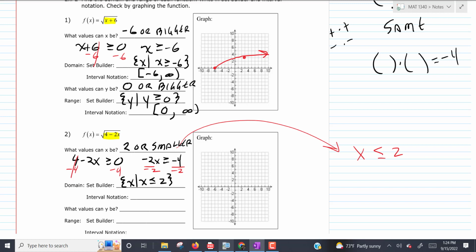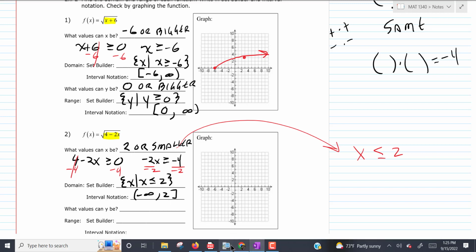-infinity, comma, 2, bracket. Less than is that way. That way is -infinity, okay? So this is going to be -infinity to 2 with a bracket like that, okay? So again, what I did on both of these problems is I took what was under the radical and solved the inequality greater than or equal to 0. And do not forget about when you switch that sign, okay?